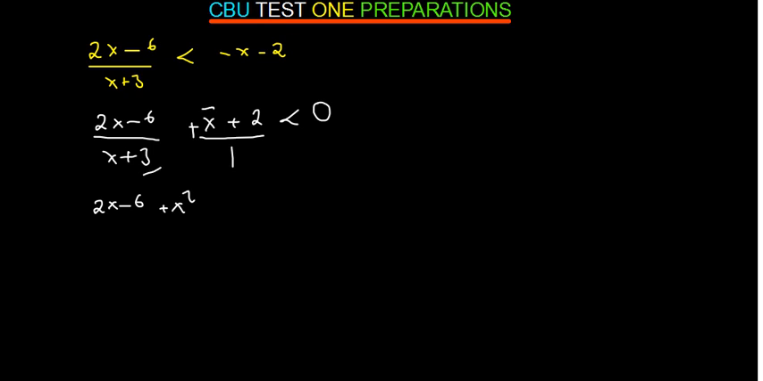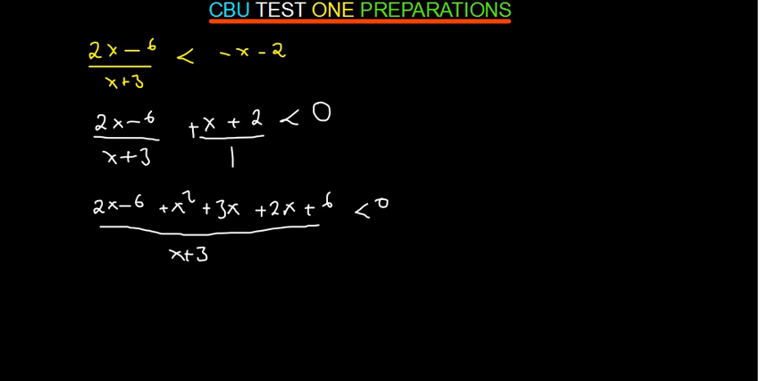x times 3, that is going to be positive 3x, and then 2 times x, that is going to be positive 2x, and then 2 times the 3, that is going to be a 6. In the denominator, also multiply the x plus 3 with the 1, that will just give us x plus 3, and this is going to be less than 0. Okay, now add like terms.